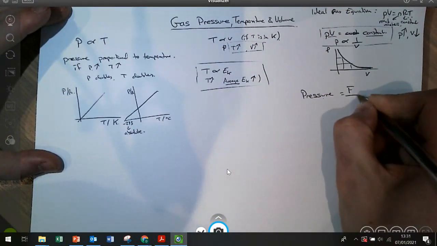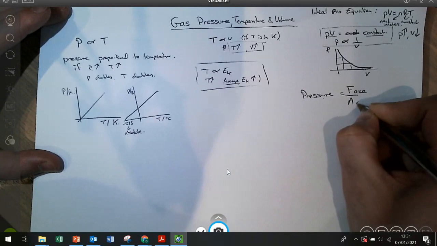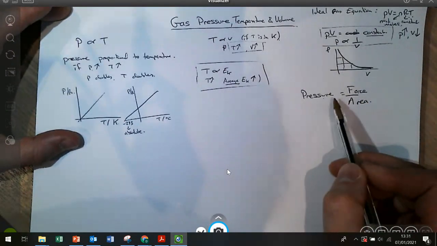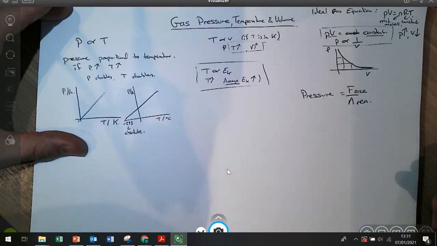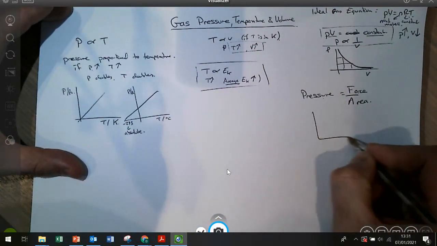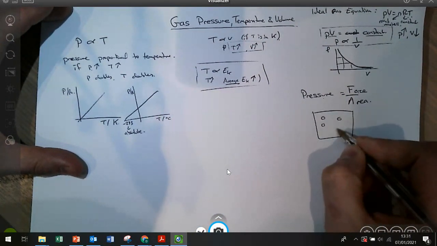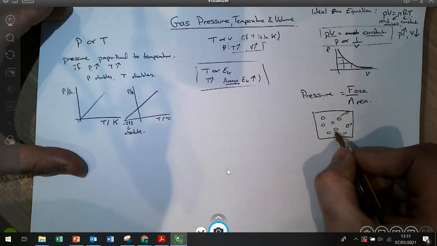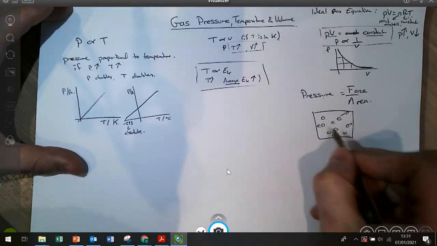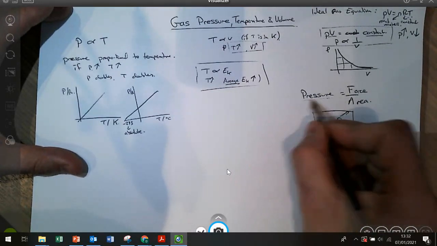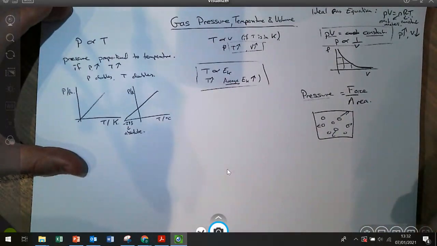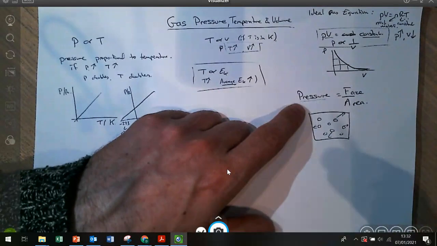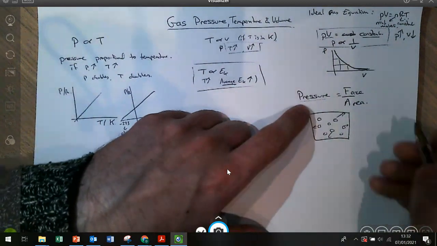is force over area, which they will have done at Key Stage 3. This isn't technically mentioned at GCSE, but it's assumed knowledge. So in terms of gas pressure, it is the force of particles hitting a surface that causes the pressure. So more collisions gives us a higher pressure, or molecules moving faster gives us a higher pressure.